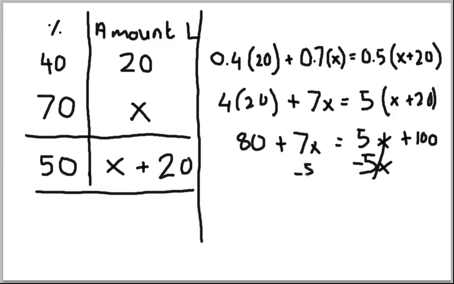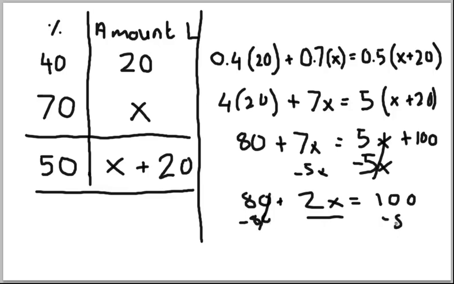I'm going to take away 5x from both sides. Take away 5x from here. Okay, you end up with 2x. You've still got an 80. You've still got 100. Okay? Leave that there. Take away 80 from both sides. You've got 2x equals 20. So finally, x must equal, remember, divide both sides by the number next to the letter, divide both sides by 2, you get 10. And that is the answer. That's how much of the 70% solution you need.